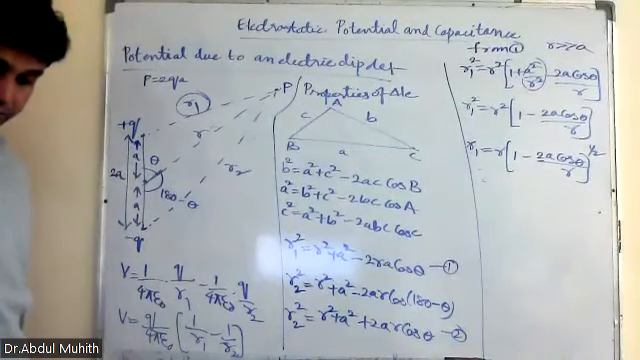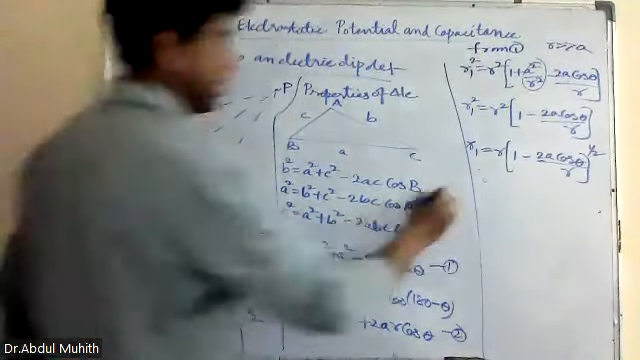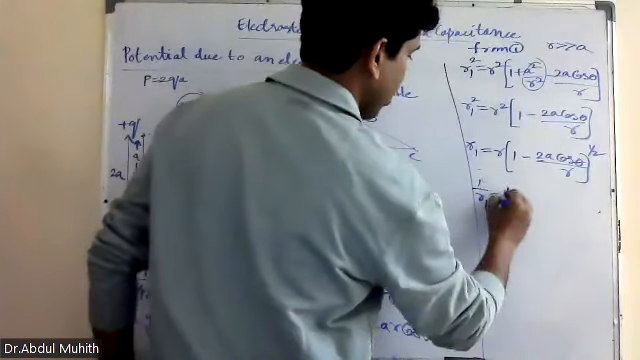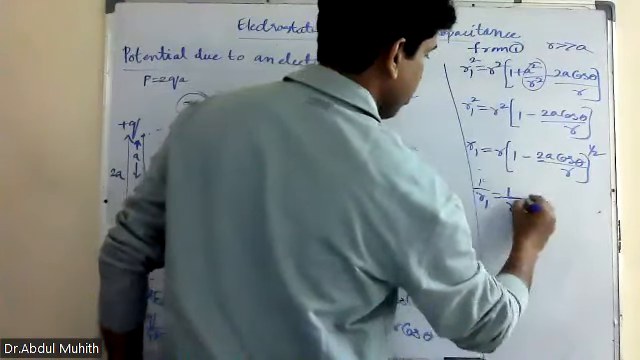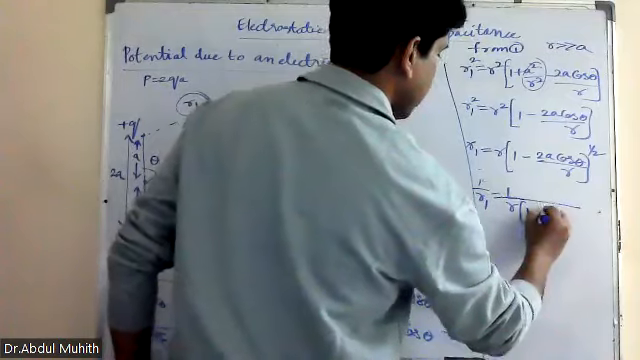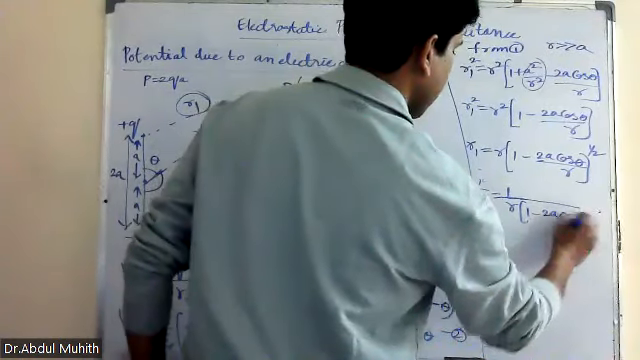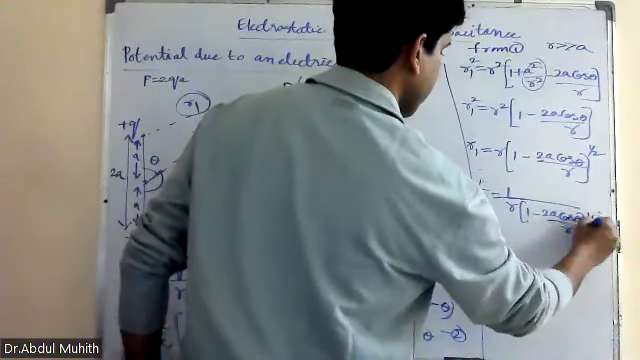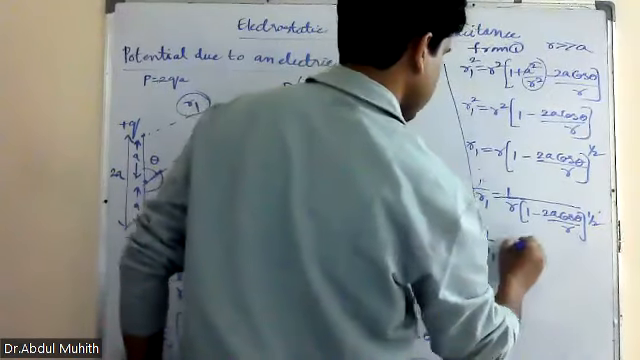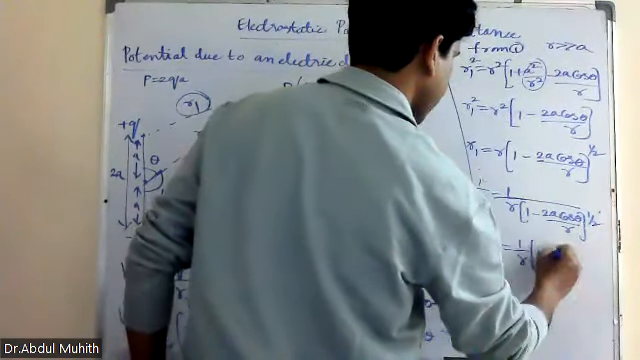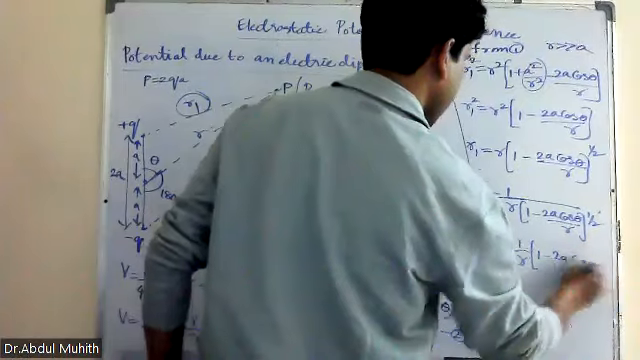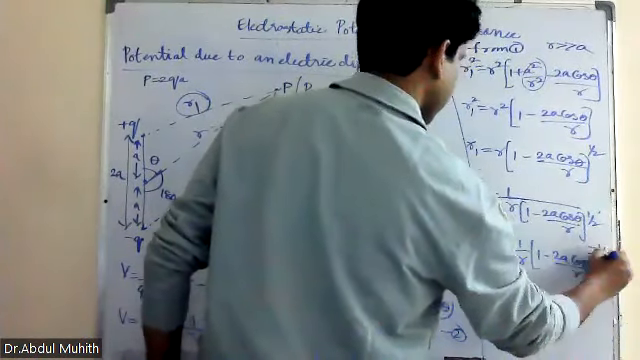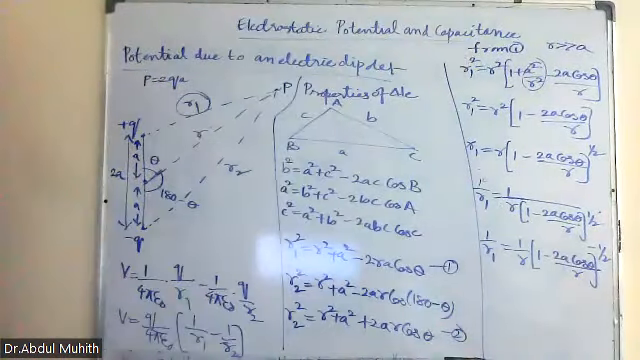Now I am taking this as 1 by R. 1 by R1 is equal to what? 1 by R into the whole thing, that is 1 minus 2A cos theta divided by R, whole to the power of 1 by 2. So 1 by R1 is equal to 1 by R into 1 minus 2A cos theta divided by R, whole to the power of minus 1 by 2. Is that clear?